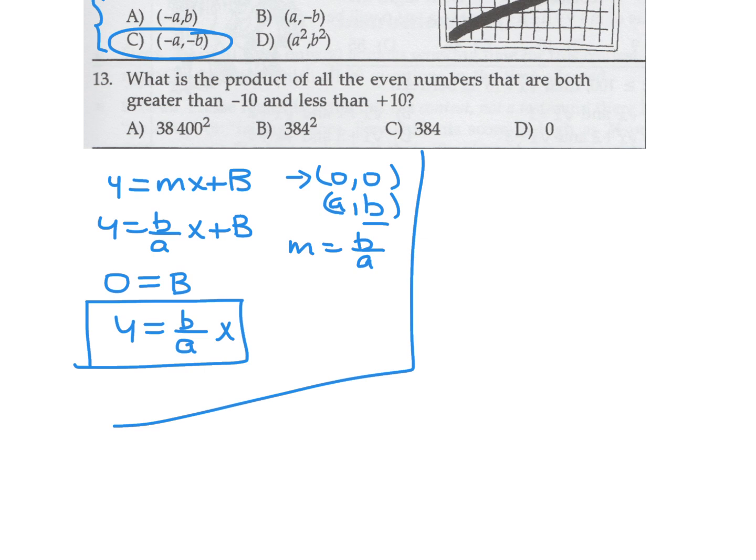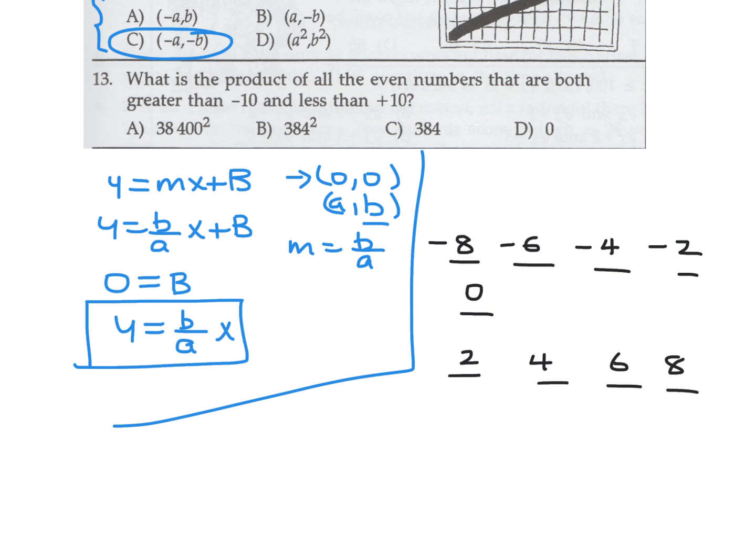What is the product of all the even numbers that are both greater than negative 10 and less than positive 10? So let's list them. The even numbers. So minus 8, minus 6, minus 4, minus 2, 0, 2, 4, 6, 8. Now if I take all these numbers and multiply them together, what is the product going to be? Well, since there's a 0 in there, the product will be 0. And 0 is even, by the way, those of you who don't know. So that would mean 13 is D.